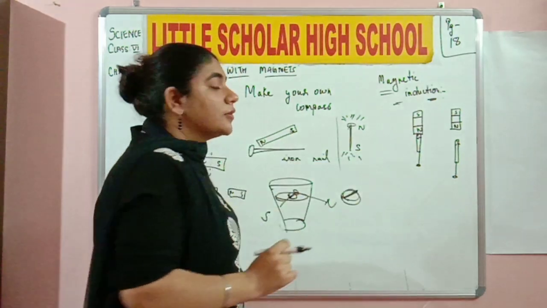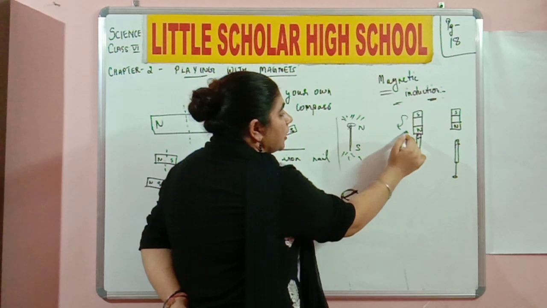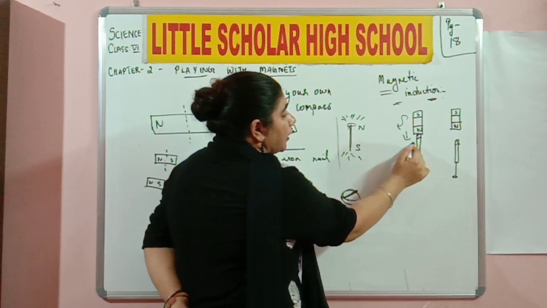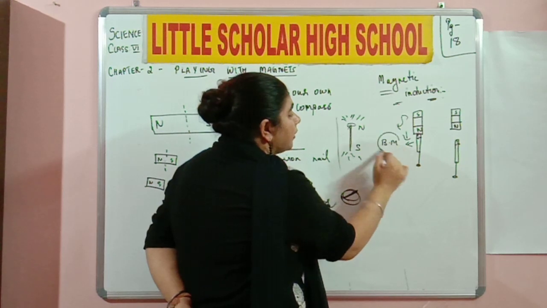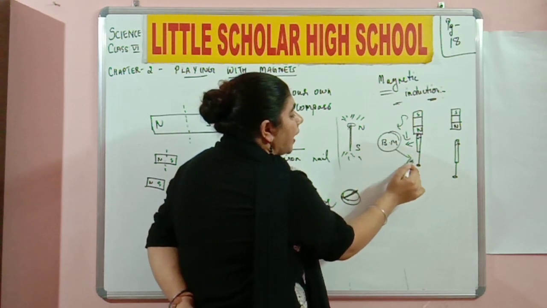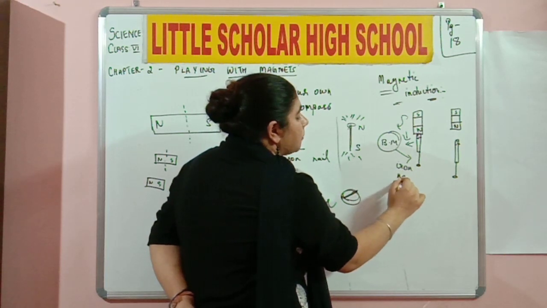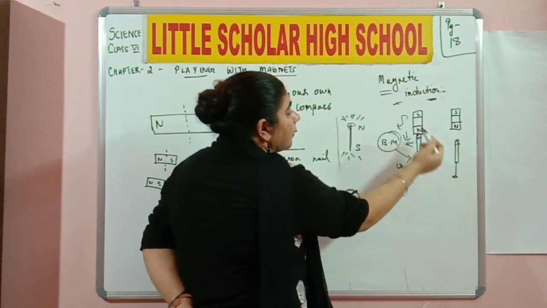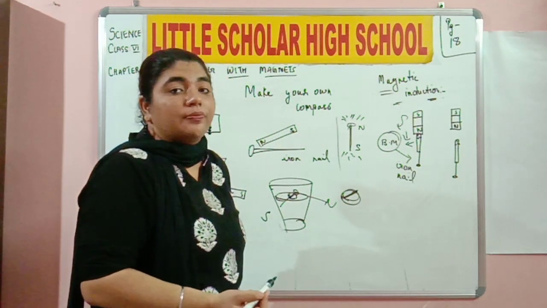Why do you think this is happening? This is because the bar magnet is transferring its properties to the safety pin, and the safety pin also starts behaving like a bar magnet, and it is able to attract the iron nail. This property of the bar magnet transferring the magnetic properties is called magnetic induction.